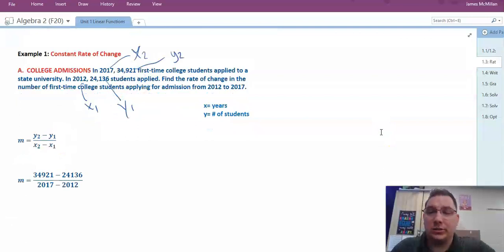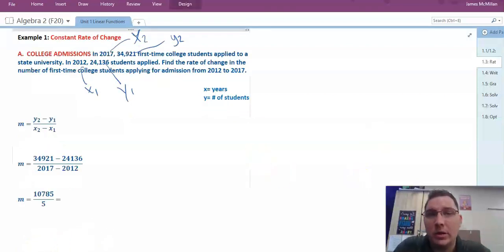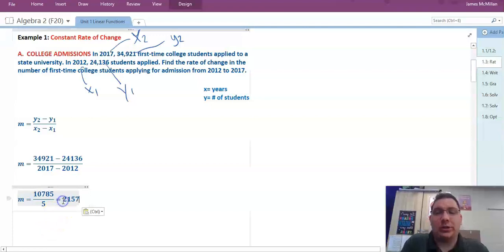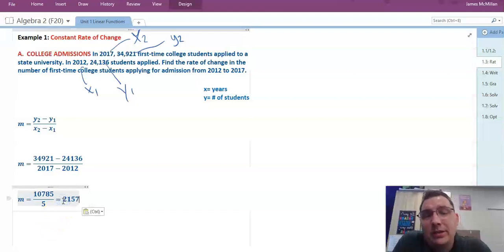So we have 34,921 minus the 24,136 over 2017 minus 2012. And so when we simplify this fraction, subtracting both our numerator and denominator, we'll get the following. We get that m is equal to 10,785 over 5. And dividing that, we get 2,157. And so what does that 2,157 mean in this problem? It means that there was an increase of 2,157 students applying to this college over those 5 years.